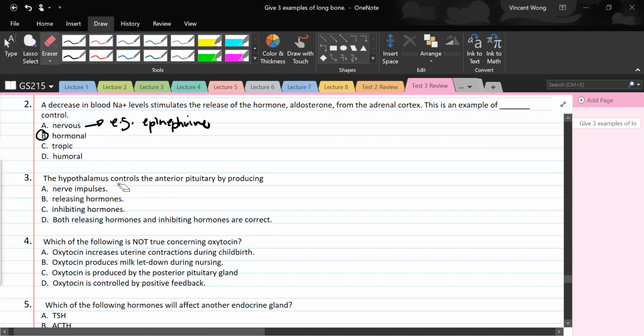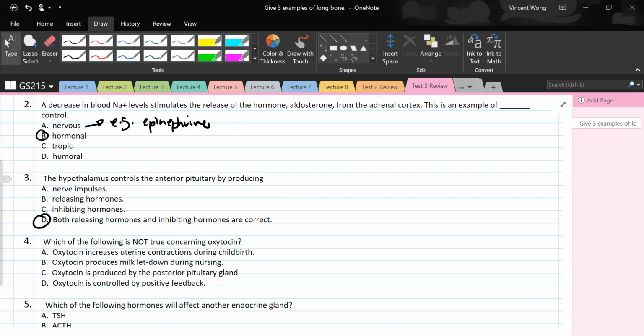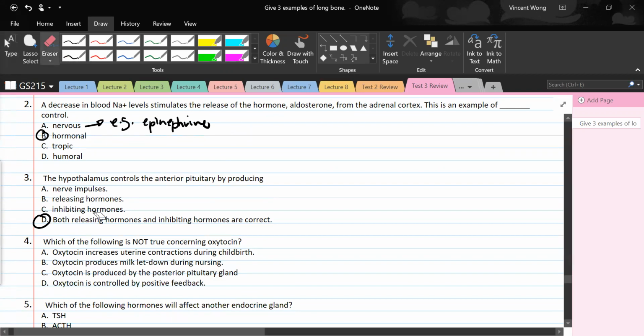The hypothalamus controls the anterior pituitary gland by producing releasing hormone and inhibiting hormone, right? We talked about that multiple times already. GnRH, TRH, CRH. It's just that we didn't learn any inhibiting hormone. Right? We didn't learn their names, okay? But know that they're there.